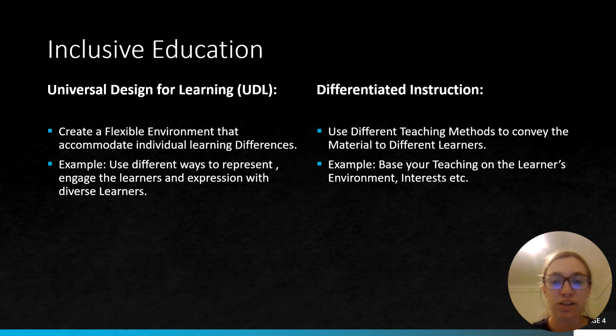Next, we have differentiated instruction. Differentiated instruction is to use different teaching methods to convey the material to different learners. Now, for example, you can base your teaching on the learner's environment, interests, and stuff like that to make it more personal for the students. You can also, for example, if you have a student with ADHD, maybe make it a bit more interesting for them to help capture their attention so they do not wander around or their mind stays focused, and also give them breaks in between to help them stay focused and not interrupt the rest of the class, but also not feel like they are being left out.